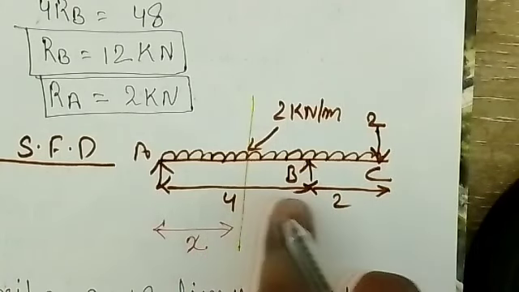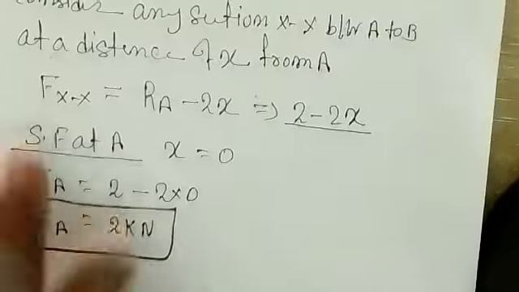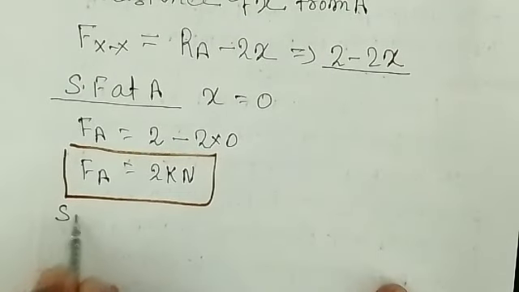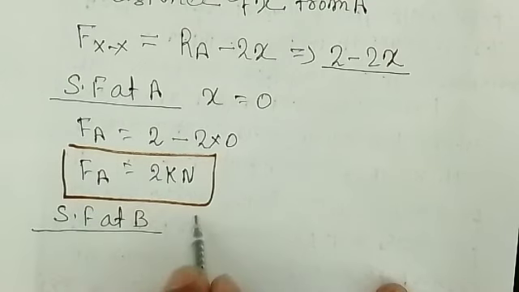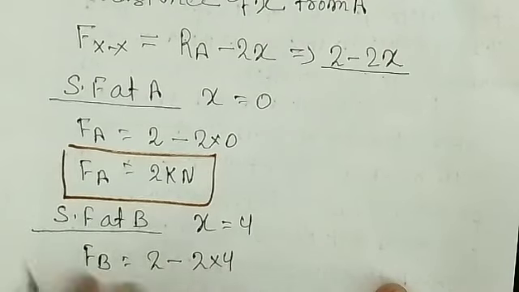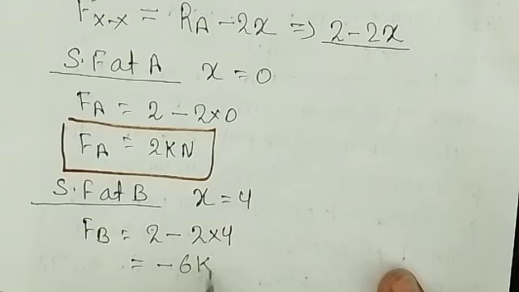So when this portion reaches to here, the section becomes 4 meter. So X will be 4, we will put that. So shear force at B, X is equal to what? 4. So FB is equal to 2 minus 2 into 4. So 2 minus 2 into 4 means what? 2 minus 8, that will be minus 6 kilonewton.